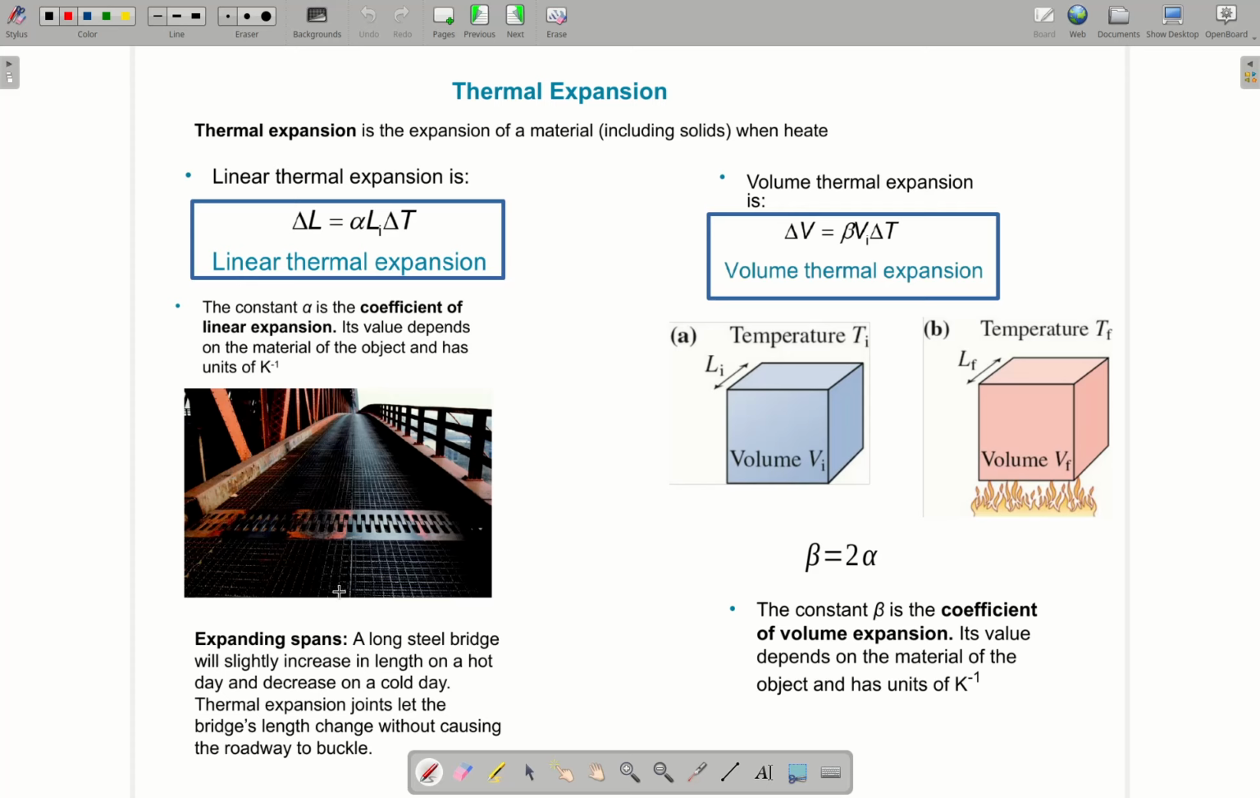Here you see a bridge, and these cracks here are letting the bridge expand and contract without causing it to curve and give trouble to people who are driving on it.